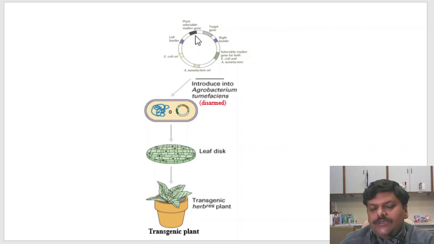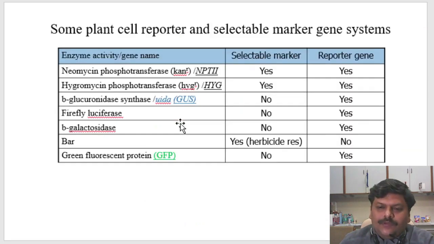What is a selectable marker gene, we will discuss probably in the next slide. This binary vector or modified Ti plasmid is then inserted back into the Agrobacterium, and then plant tissues are infected by these modified Agrobacterium cells, and we get transgenic plants.